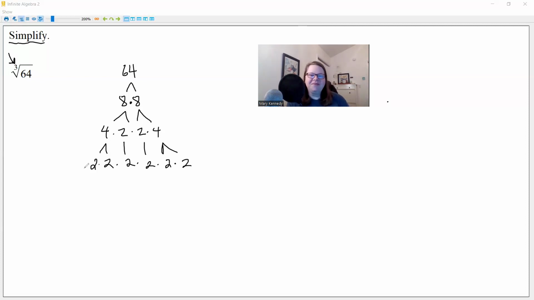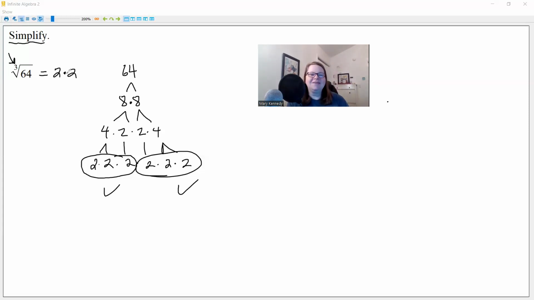So you stop there. So now go back to the fact that we're finding the cube root. That little 3 tells me I'm looking for groups of 3 of the same number. So there's 3 2s and there's 3 2s. Ooh, I don't have anything left over. That's kind of nice. That doesn't happen very often. So I've got one group of 2s, so I'm going to write a 2 for that. And I've got another group of 2s, another 2 for that one. So you write the number 1 time for each group that you have.